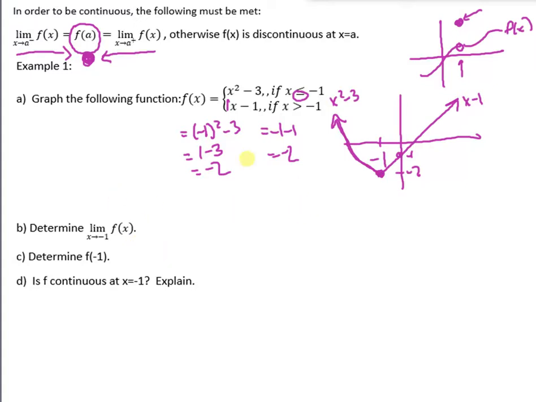So that's the graph. Now determine the limit as x approaches negative 1 of f at x. The limit equals negative 2. Determine f at negative 1. We did that.